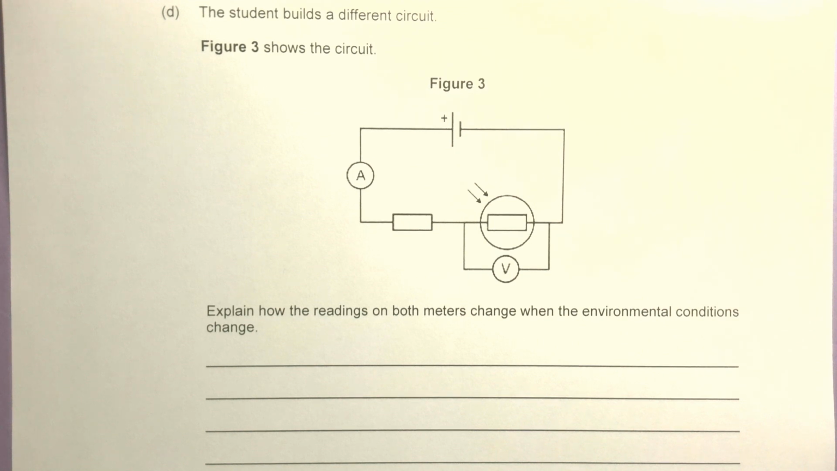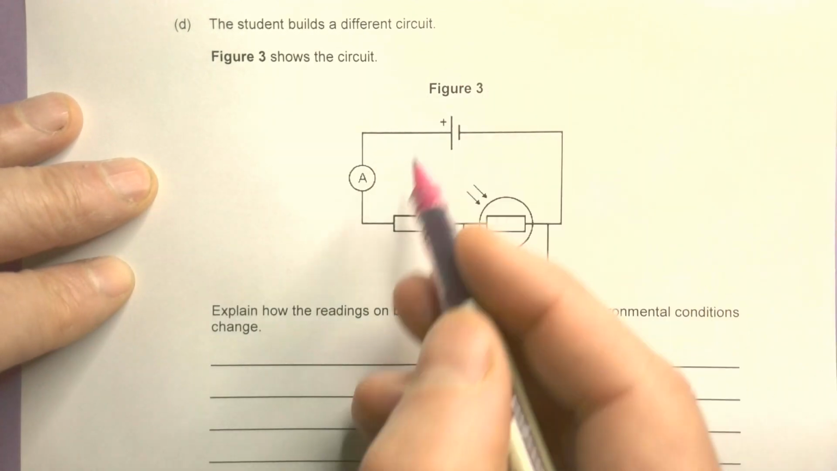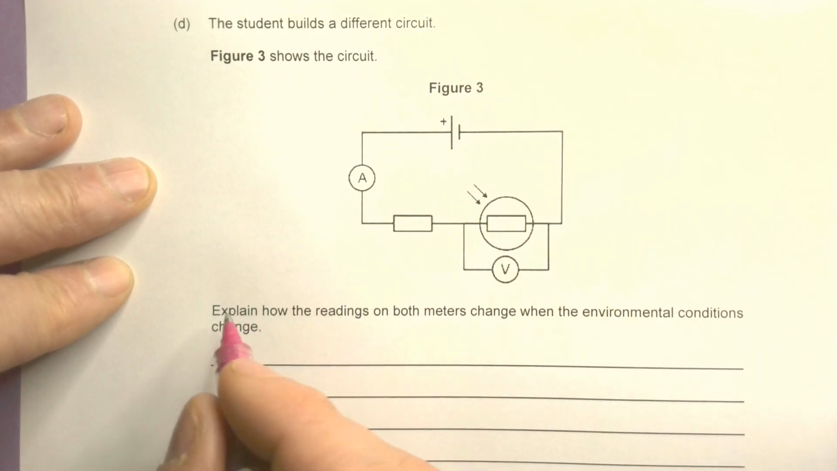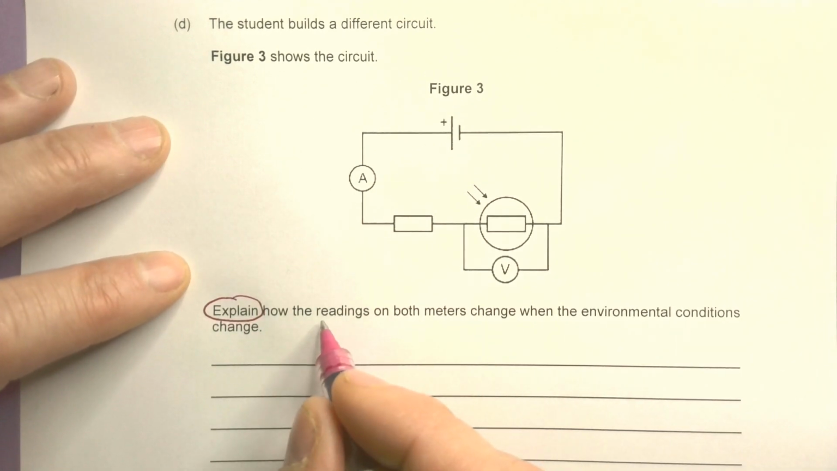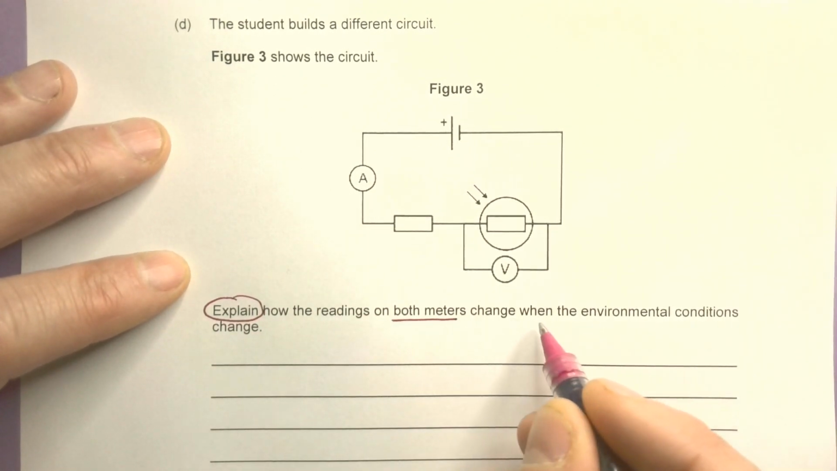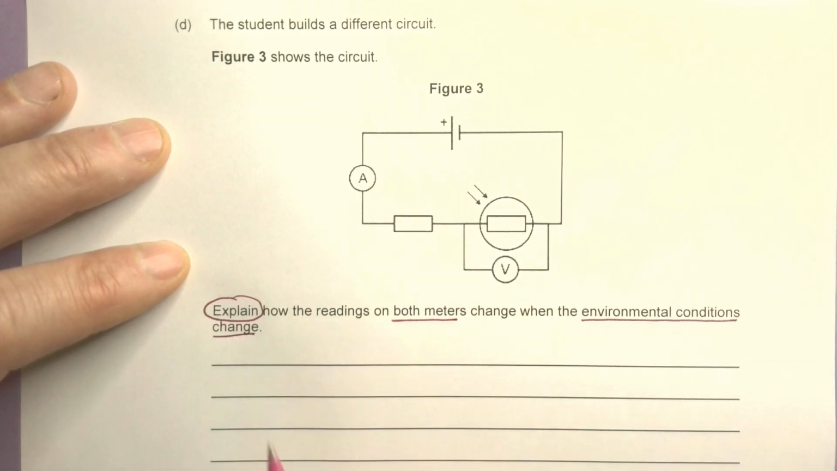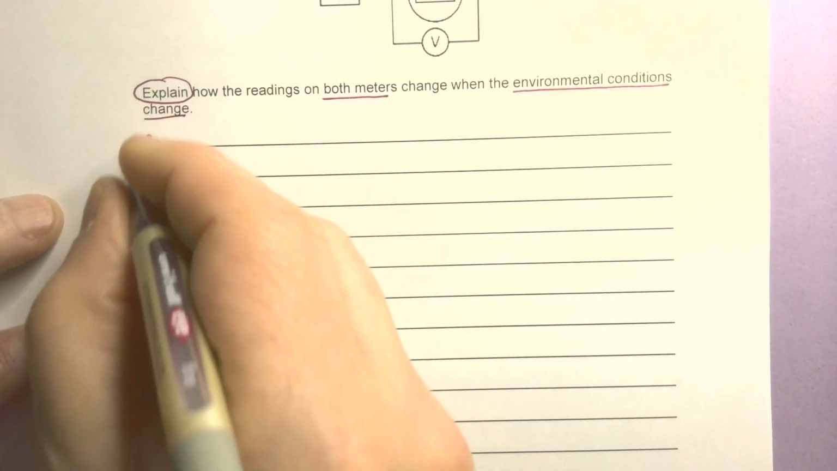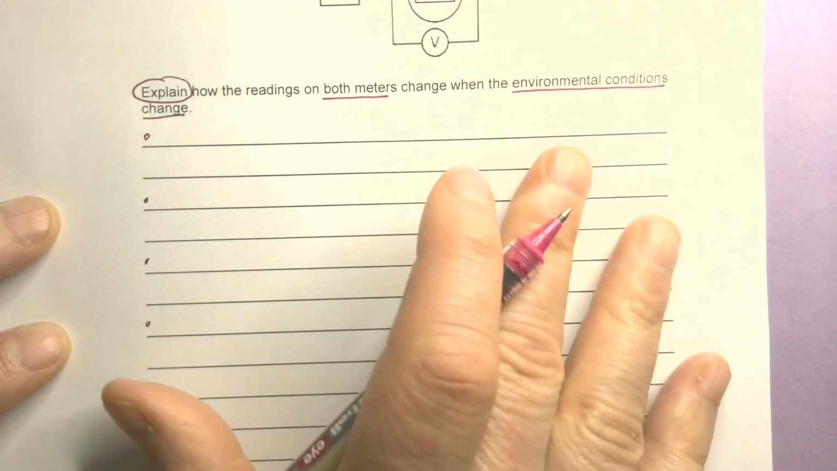Okay, part D. The student builds a different circuit. Figure 3 shows the circuit, and the circuit's here. Explain how the readings on both meters change when the environmental conditions change. And it's worth 6 marks. So 1, 2, 3, 4, 5, 6 bullet points.